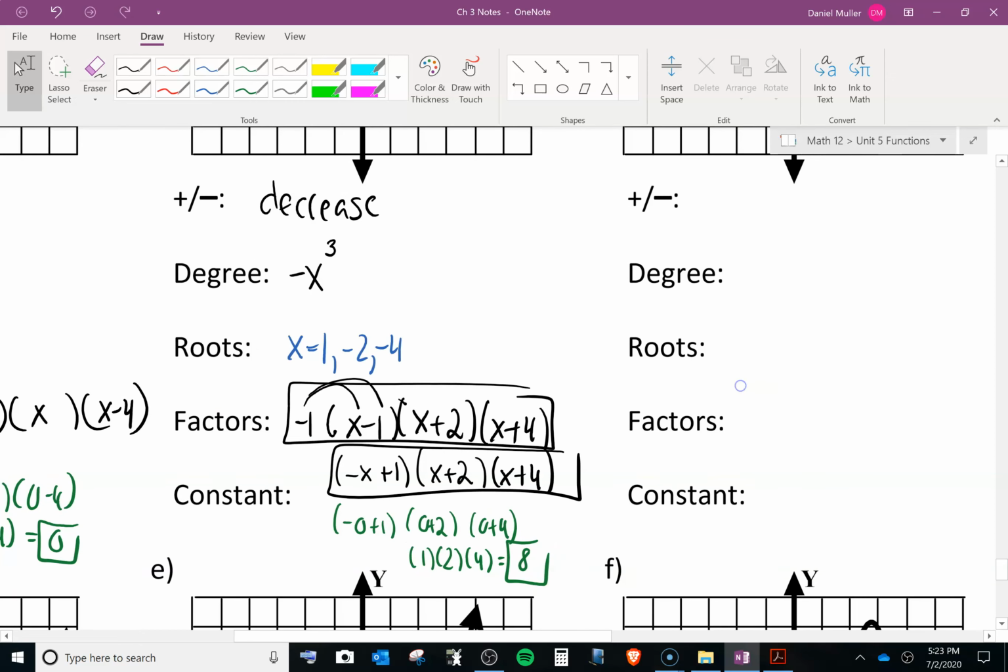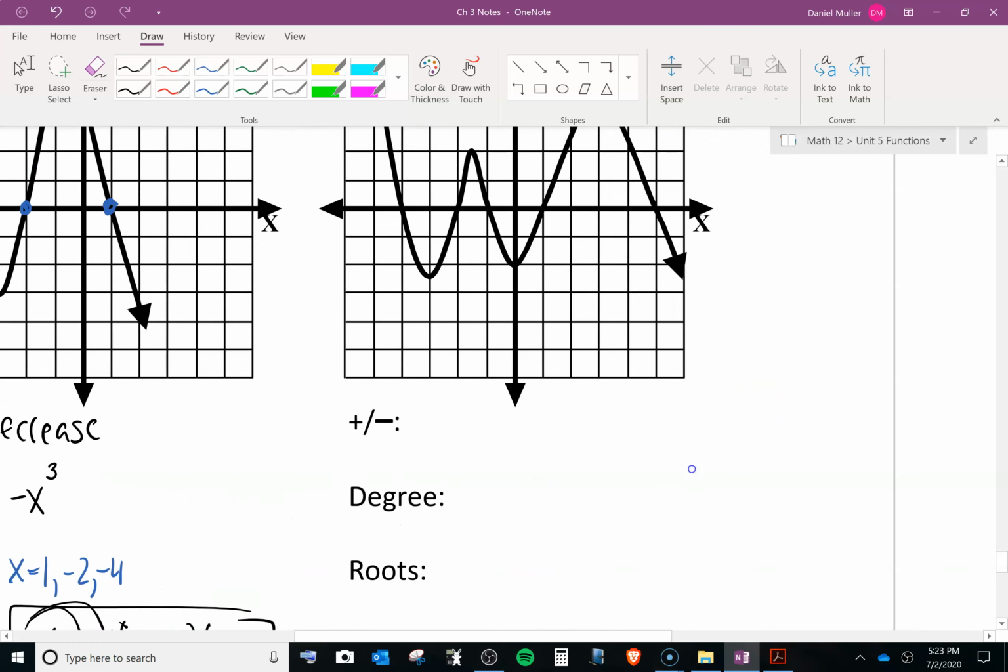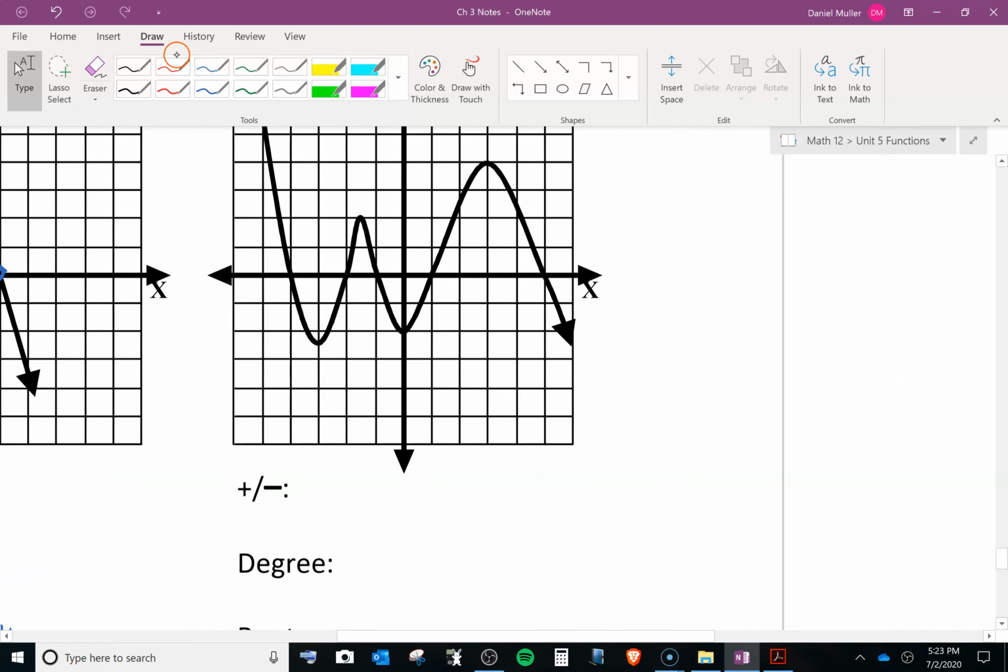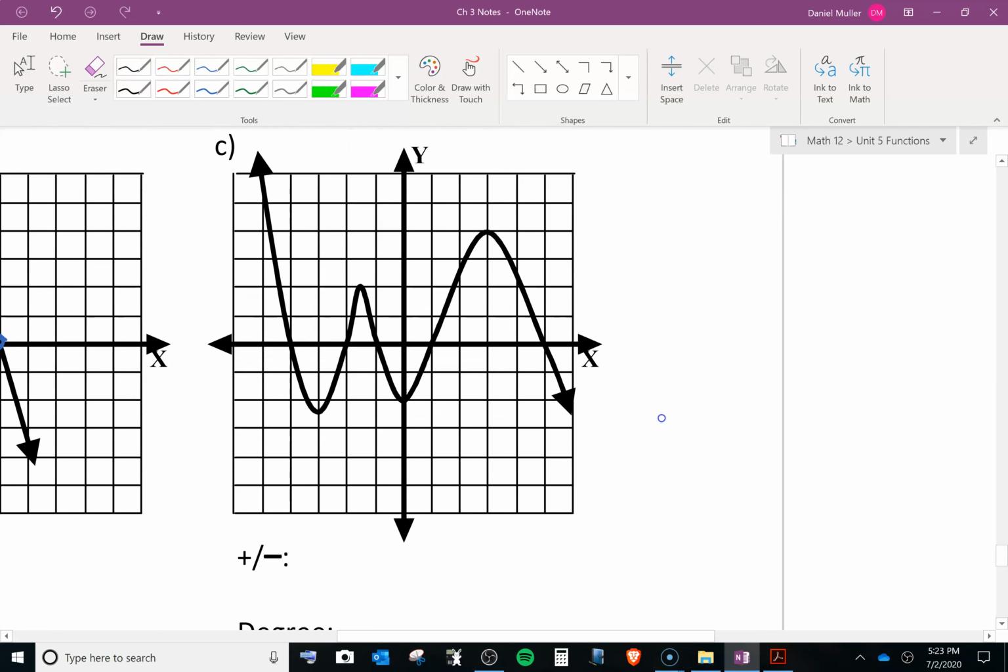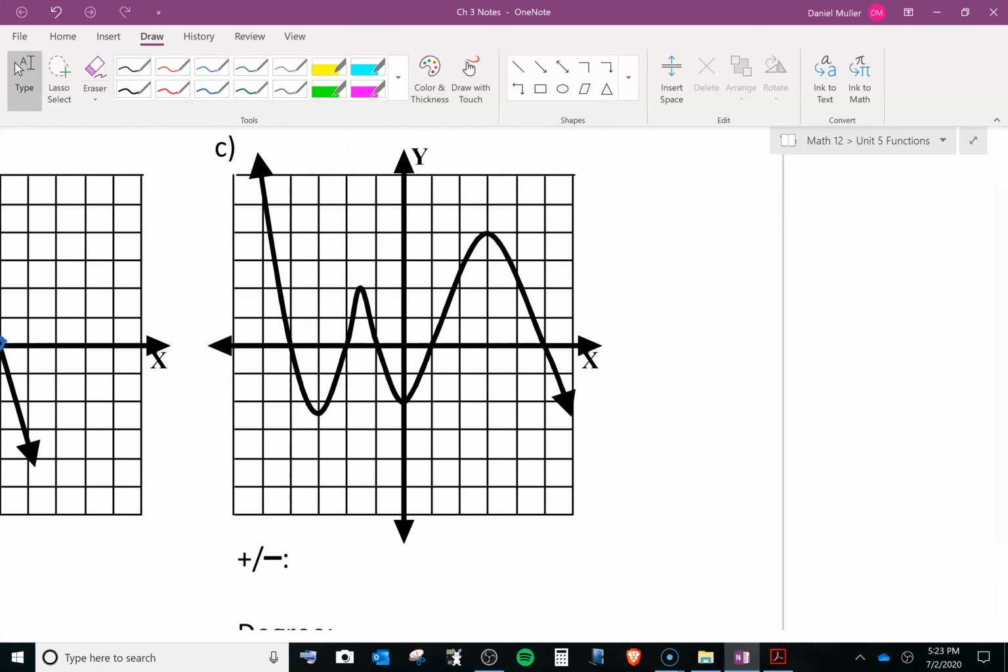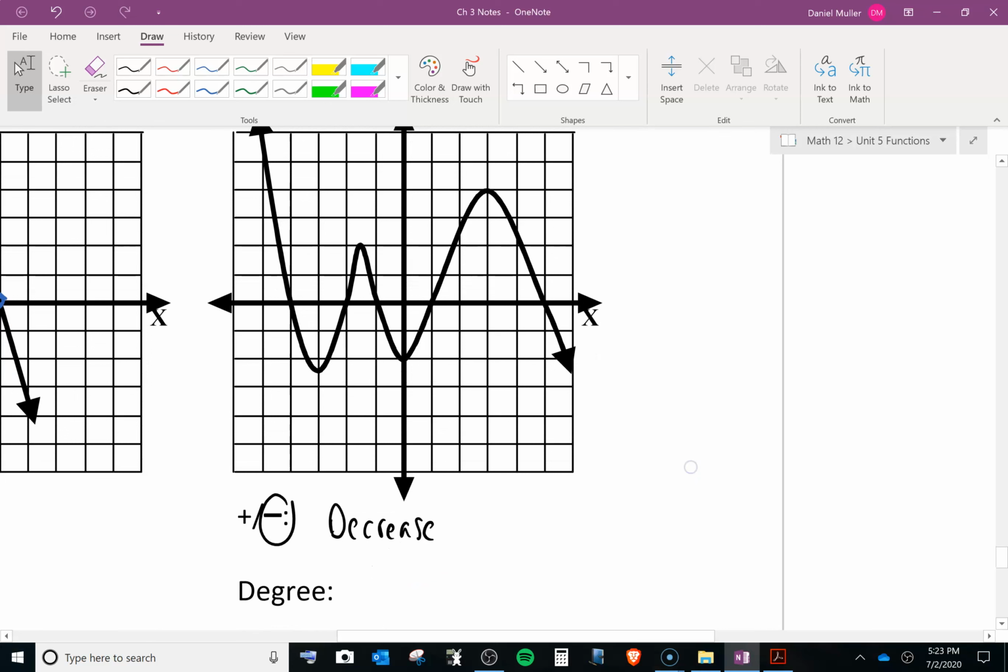Okay, so let's try this again. Of course it's decreasing. So it's a decreasing one, so we're going to have to do that negative trick again. So it is decreasing, because it is heading down here at the very end. So decreasing. The degree, so there's 1, 2, 3, 4. So there's 4 turns. So I would say it's an x to the 5, but it's negative because it is decreasing.